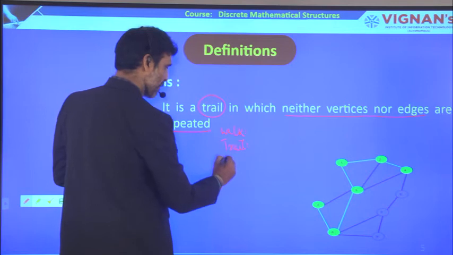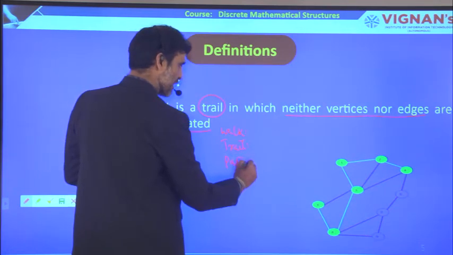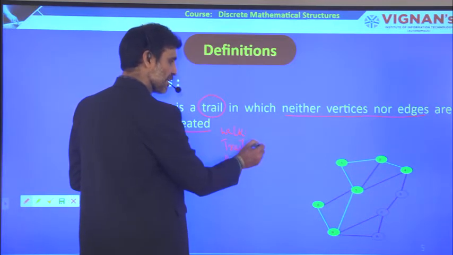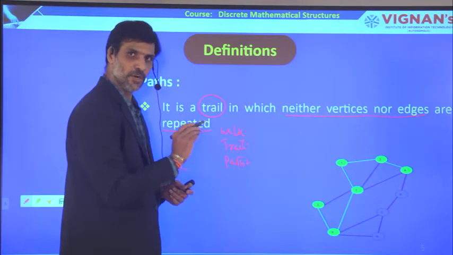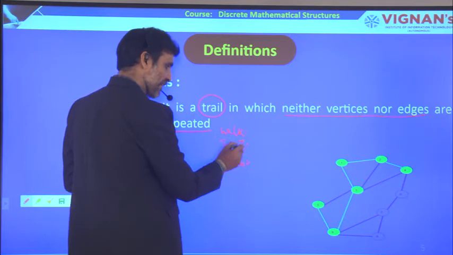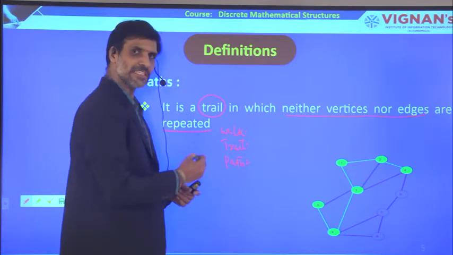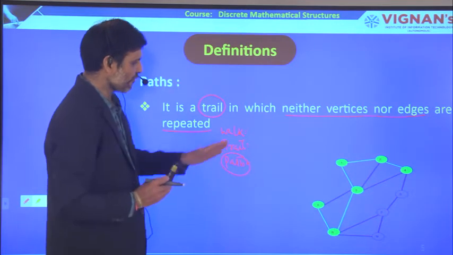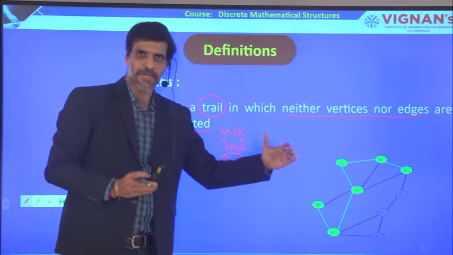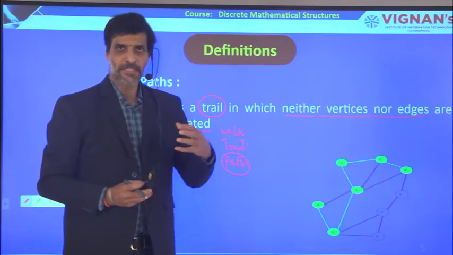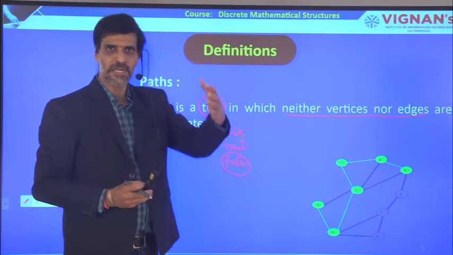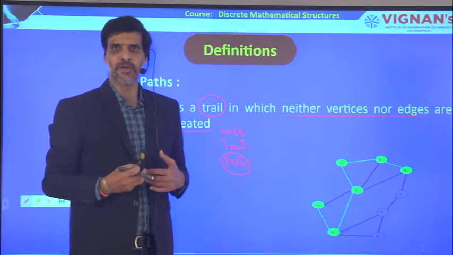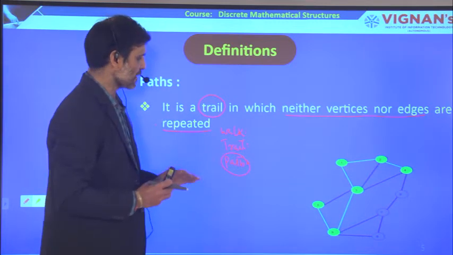And coming to path. A path is a trial. According to the definition of trial, vertices may be repeated but edges cannot be repeated. But a path is a special case of a trial in which vertices cannot be repeated and edges cannot be repeated. What is the definition of a path? A path is a special case of a trial where neither vertices nor edges are repeated. So this is the definition of a path.